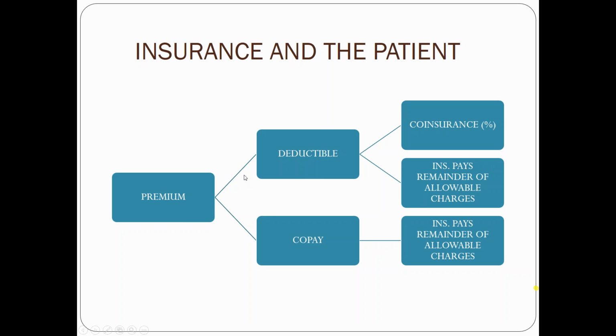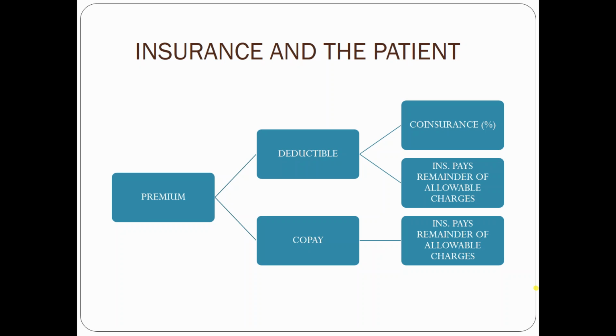Before the insurance company will even pay a dime, in some cases a patient is going to have a deductible to meet, and in some cases they're going to have a copay. A deductible is a fixed dollar amount that the patient will have to pay out of their pocket before the insurance company pays a dime. A copay is a fixed amount, just like a deductible, but it is a payment that the patient needs to pay at every visit, regardless of how much that visit costs.